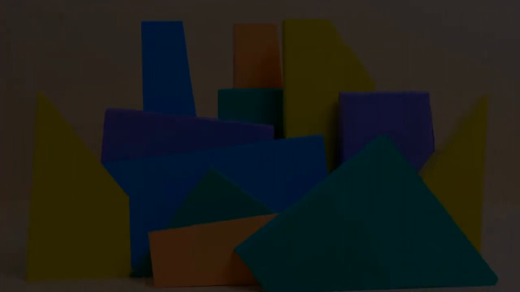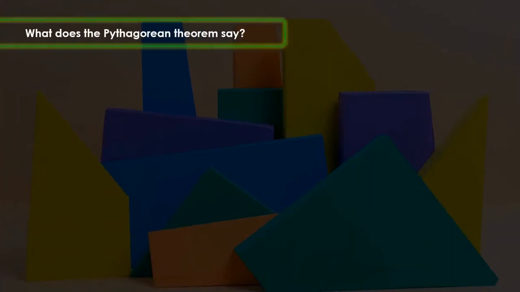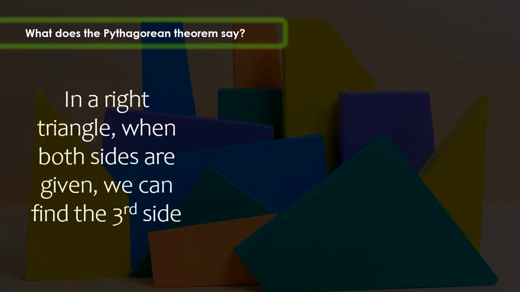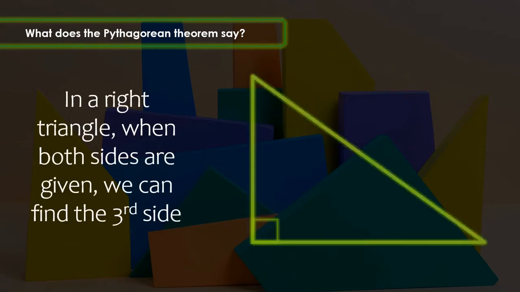Now, this may be your first time hearing the word Pythagorean Theorem, so we can ask ourselves, what does the Pythagorean Theorem say? What do you think it says? That's very close. So the Pythagorean theorem says that in a right triangle, when both sides are given, we can find the third side.